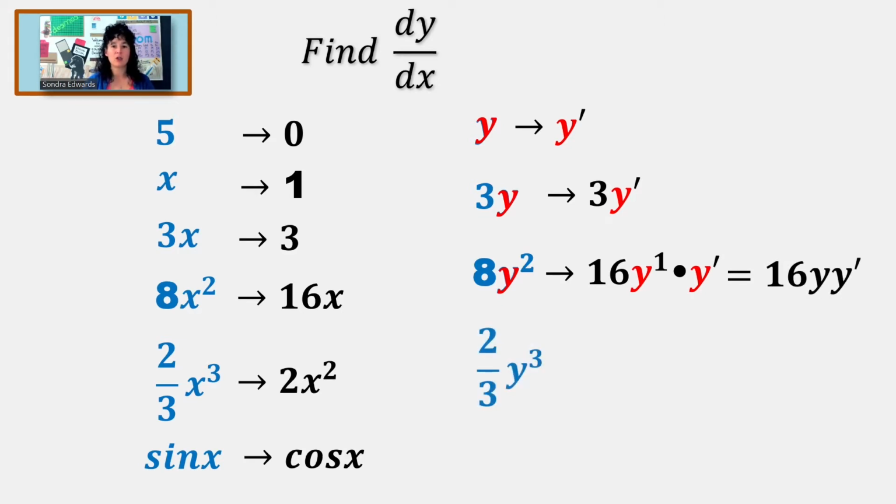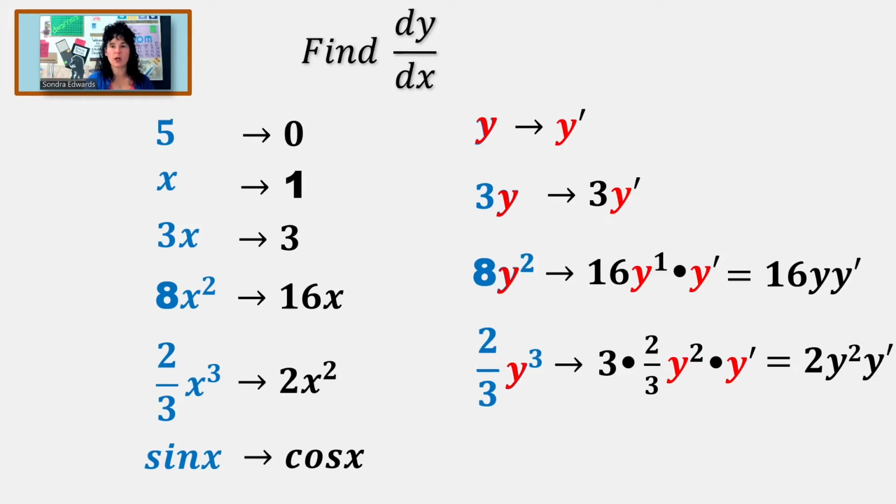Okay, how about 2/3 y to the third? That y is something other than plain x, so we're going to have to chain on the derivative of y. So 3 moves to the front, so 3 times 2/3, y to the second power, chain on the derivative of y. If we simplify, we end up with 2y squared y prime.